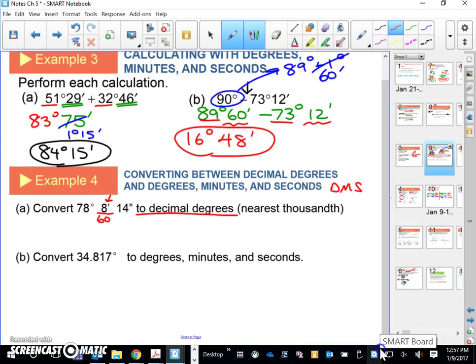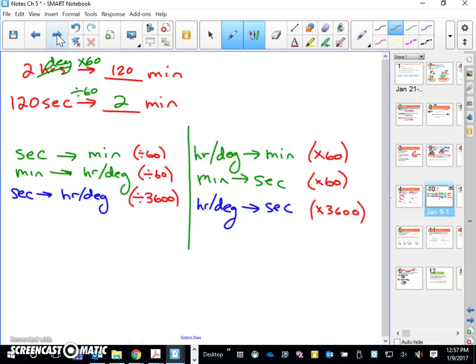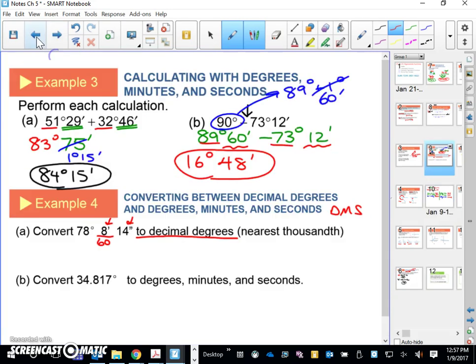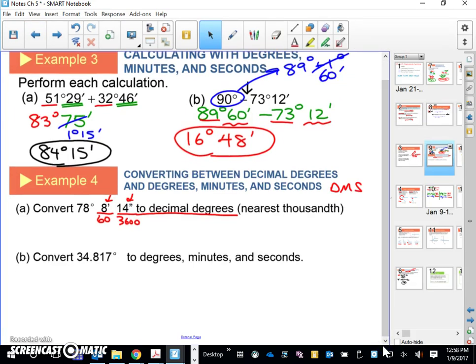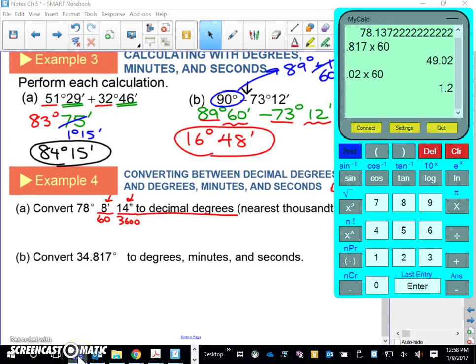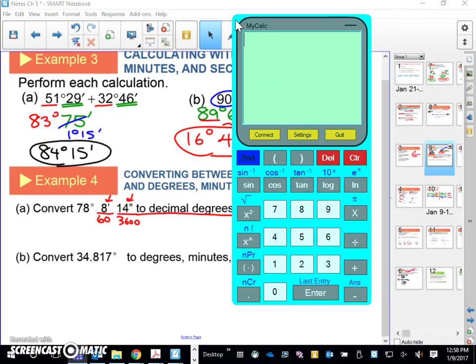We're going to divide by 60, right? And here I'd have to change the seconds to degrees. Seconds to degrees, divide by 3,600 there. So what I'm going to do is divide by 3,600. I'm going to want a calculator. So let's have a calculator out. And what I'm going to do is just add those parts. 78 plus 8 over 60 plus 14 over 3,600.